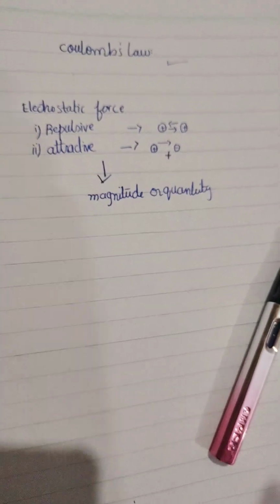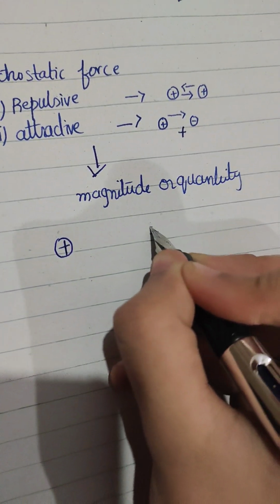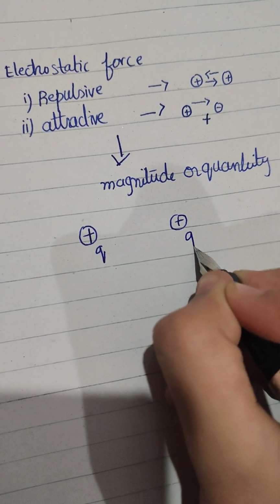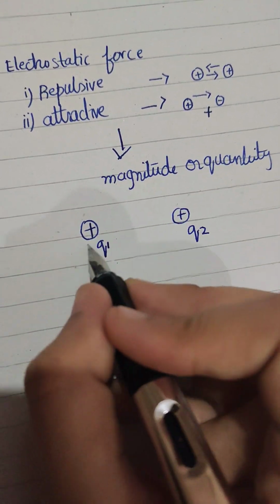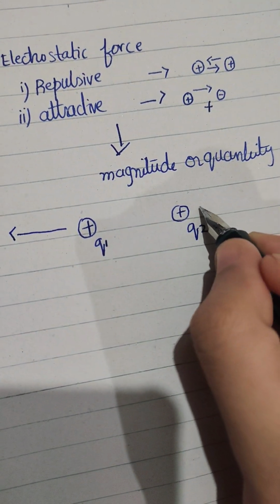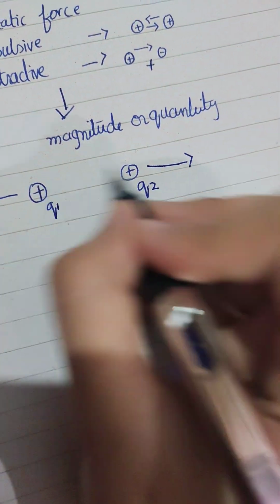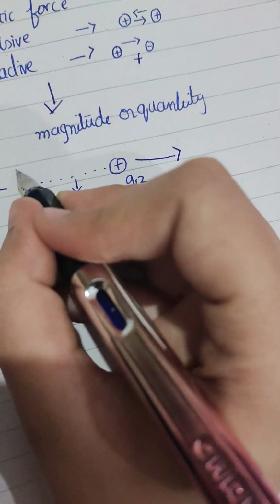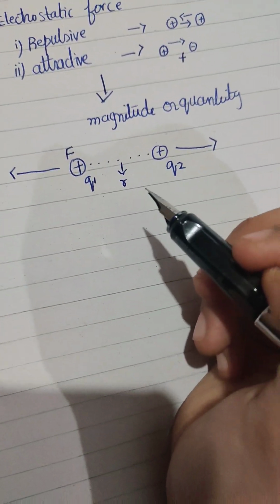For example, this is a positive charge, and this is also a positive charge. The charge is always denoted by Q. Let me write Q over here. This is Q1, meaning charge 1, and this is charge number 2. We know that like charges, the same charges, always repel each other. These charges are placed at a distance, which is represented as R, and they apply a force that is represented as F. So this is the like charge I have drawn.